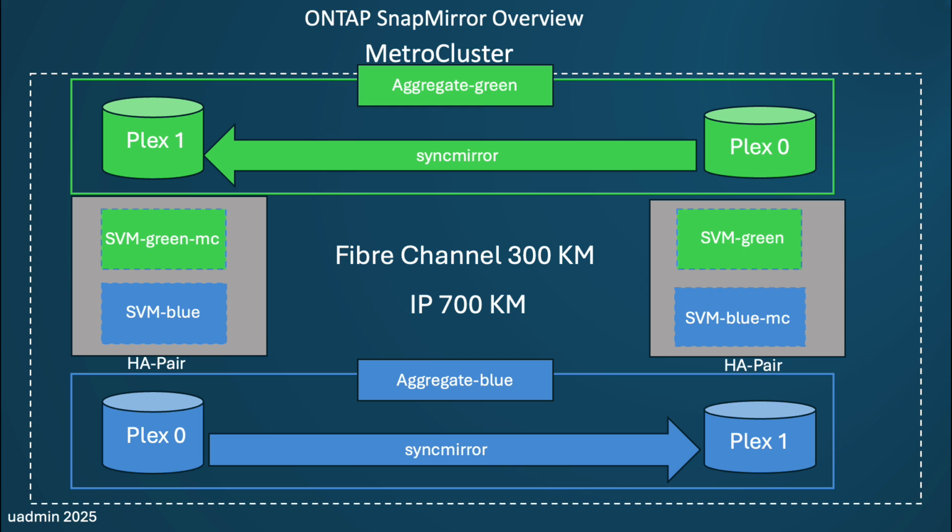MetroCluster is a very complex setup, which comes in two versions. The older version is MetroCluster over Fibre Channel, which can span a distance of 300 kilometers, and the newer version, which uses an IP network, so MetroCluster over IP, can span 700 kilometers. But as I said, it is a pretty complex solution, which is beyond the scope of this overview. MetroCluster deserves a separate full overview.